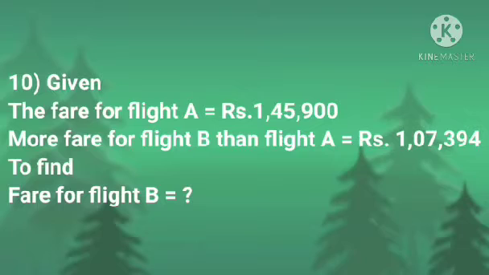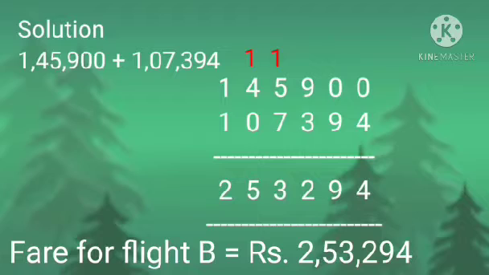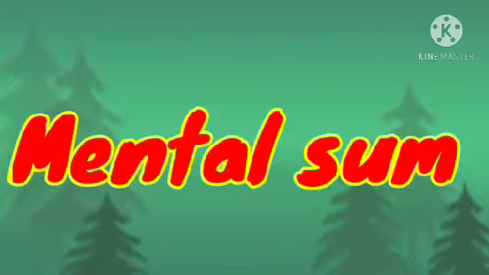Tenth sum. Given: the fare for flight A equal to rupees 1,45,900. More fare for flight B than flight A equal to rupees 1,07,394. To find: fare for flight B equal to question mark. Solution: 1,45,900 plus 1,07,394. Now the answer is fare for flight B equal to 2,53,294.